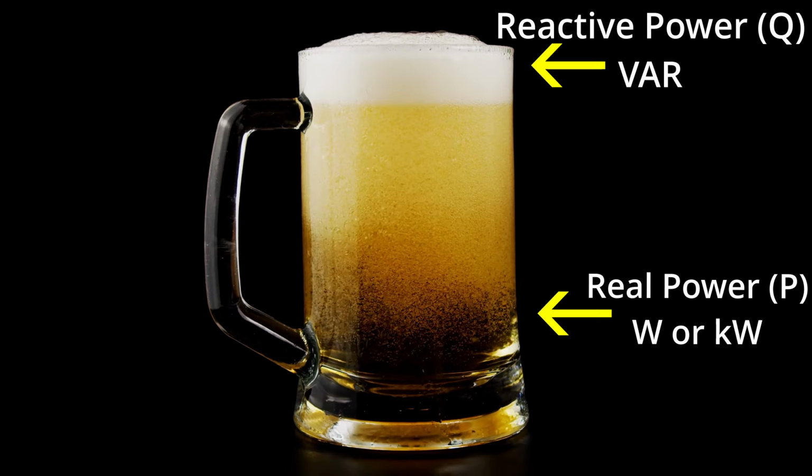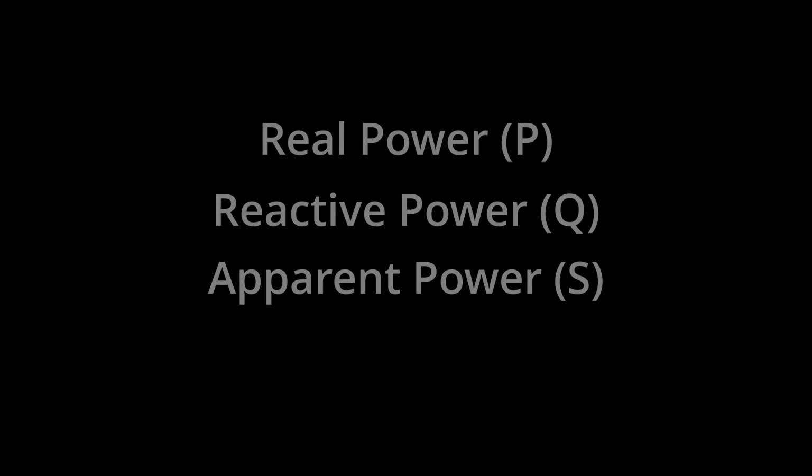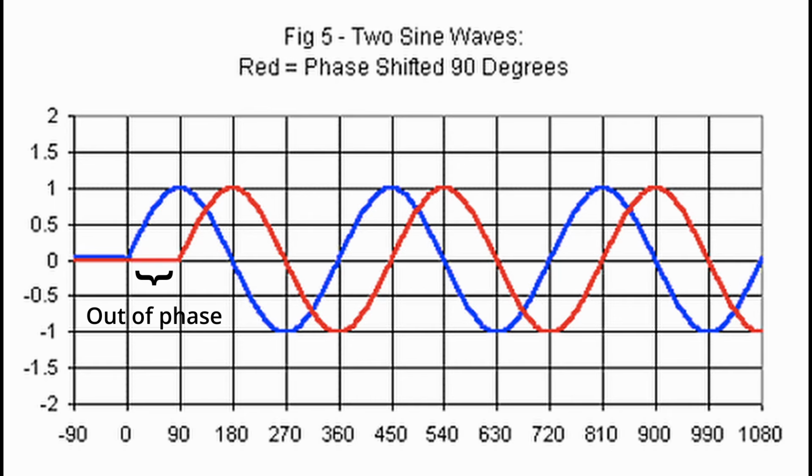Then, we also have apparent power, which is the entire glass, both beer and foam. That's your apparent power. It's the total power supplied by the electrical company, measured in volt amperes or kilovolt amperes. In an AC circuit, the relationship between these three types of power is not simple addition. It's a vector sum because the reactive power acts 90 degrees out of phase with real power.